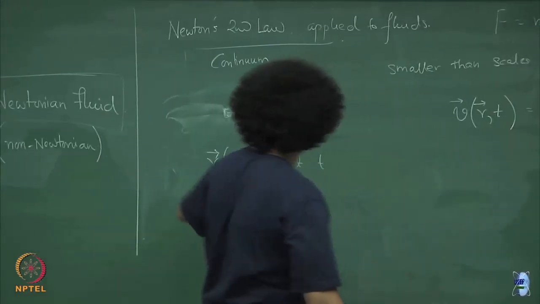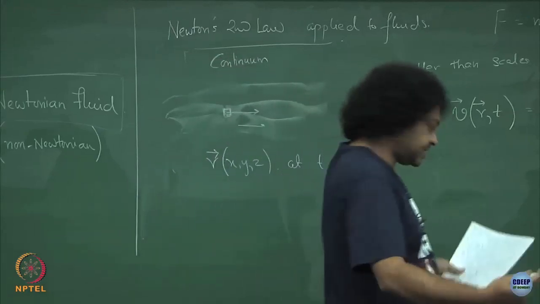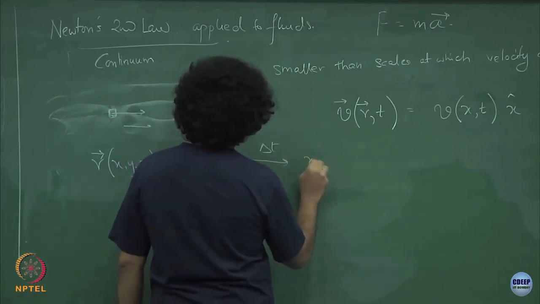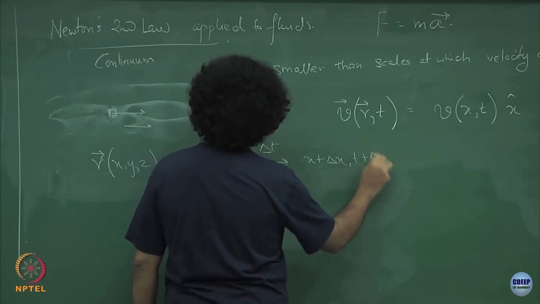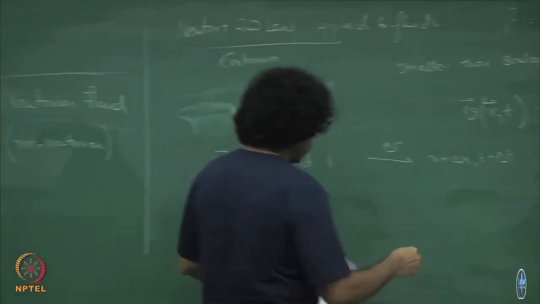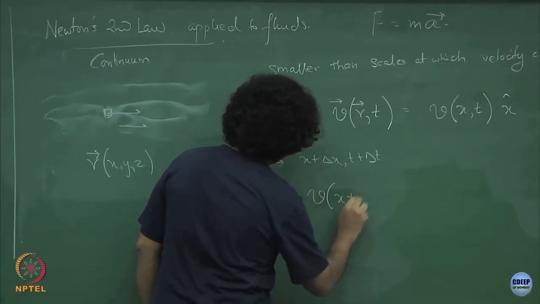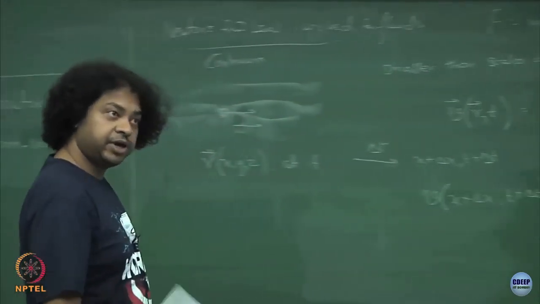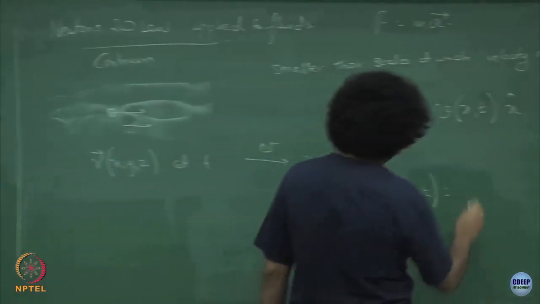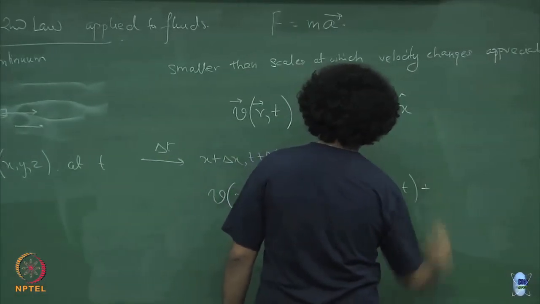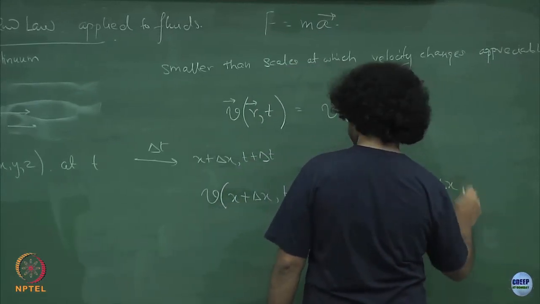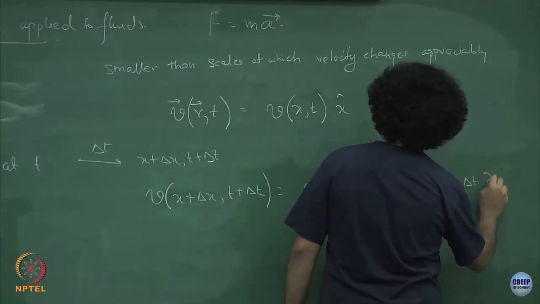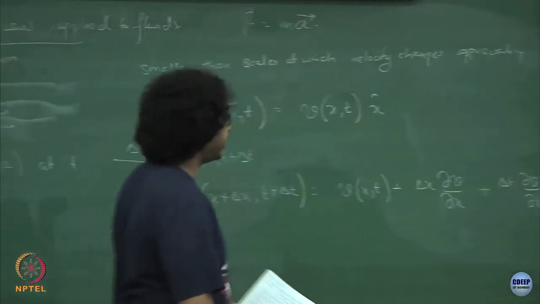So I have this fluid parcel which was at x, y, z at time t. After some time delta t, it has moved to x plus delta x, at time t plus delta t. What I want to write down is the velocity at this new position, x plus delta x, at time t plus delta t. I do that by doing a Taylor series expansion around this v(x, t). So this is v(x, t) plus delta x del v del x plus delta t del v del t. I'll just write terms up to first order.